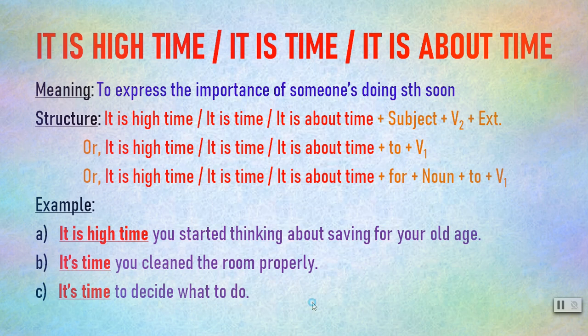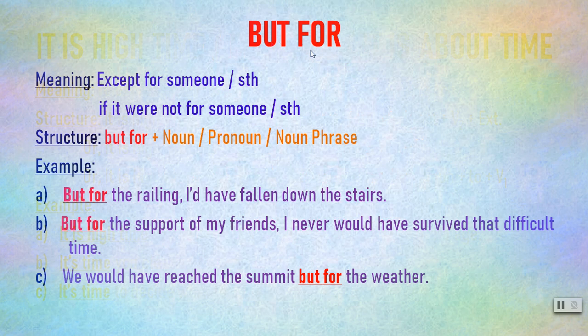Now, the next phrase. But for, the Bengali meaning of কেউ ছাড়া বা কিছু ছাড়া বা যদি কিছু না ঘটতো, যদি এরকমটা না হতো. Okay, so it means except for someone or something. Or if it were not for someone or something. Jodi keu ba kichu na thakto na ghotto, then eta bujhate we can use but for phrase. The structure for it, but for plus, because of this preposition for, noun or pronoun or noun phrase.